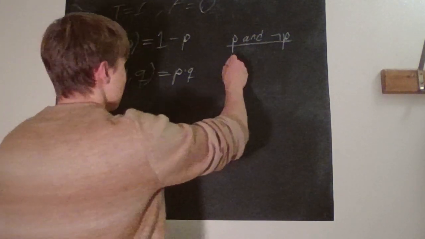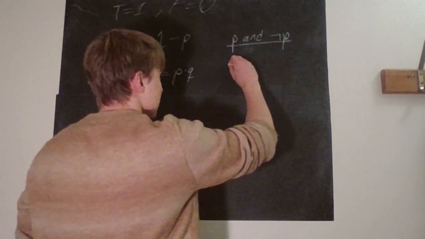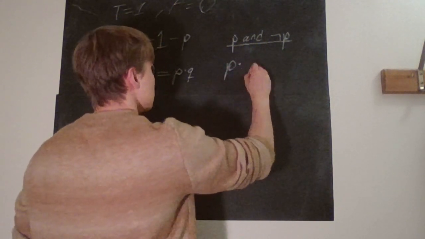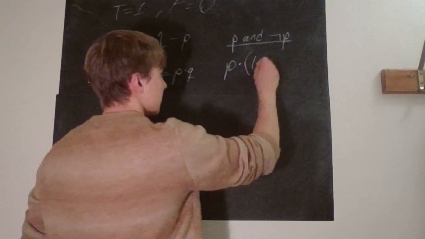Okay, so we know that the "and" function says that we should multiply the two. So we just get p times 1 minus p.